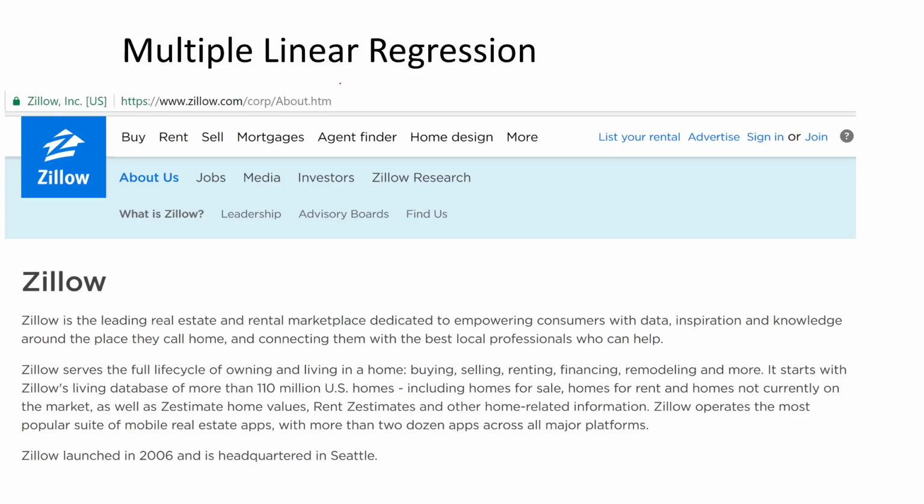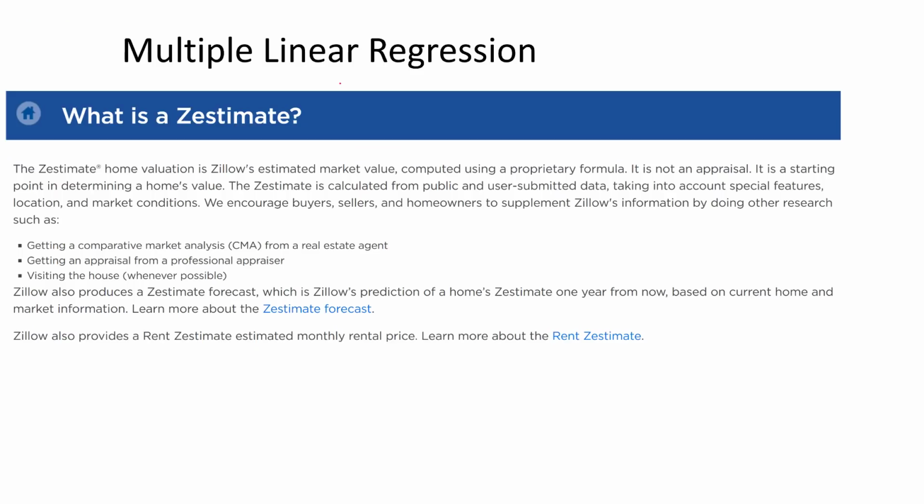So we're going to be working with a data set from Zillow, and this is from the Zillow website. Zillow is the leading real estate and rental marketplace dedicated to empowering consumers with data, inspiration, and knowledge around the place they call home and connecting them with the best local professionals who can help. So Zillow is kind of famous for their Z-estimate. The Z-estimate is their home valuation tool where they estimate the market value using a proprietary formula, and you can look up your home address and see what the Z-estimate is, what it would go for according to Zillow.